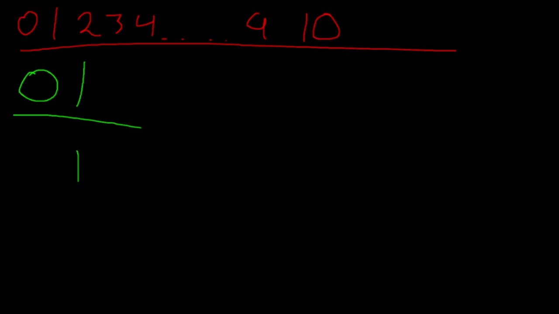But instead of 10 being 10, 10 is now 1, 0, with a 1 in the 2's slot, or in the 2 to the 1st slot, and a 0 in the 2 to the 0th slot. So instead of working off of powers of 10, we work off of powers of 2 in binary.